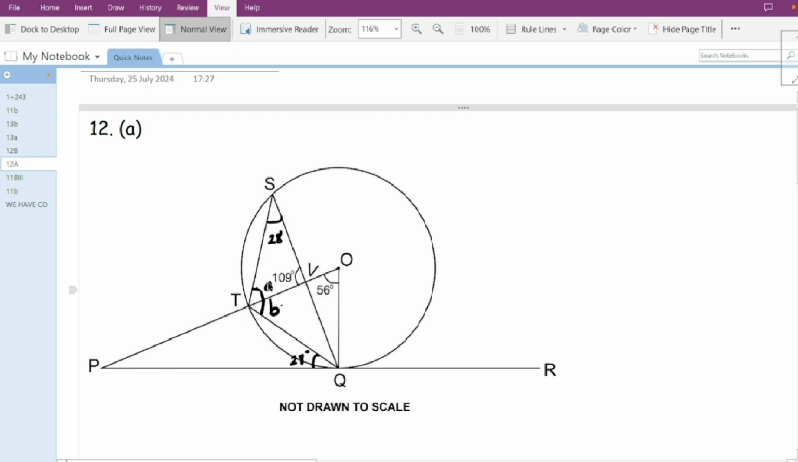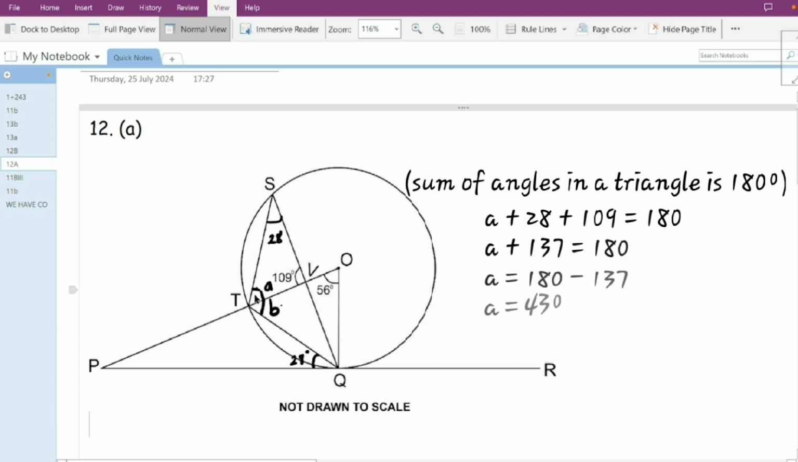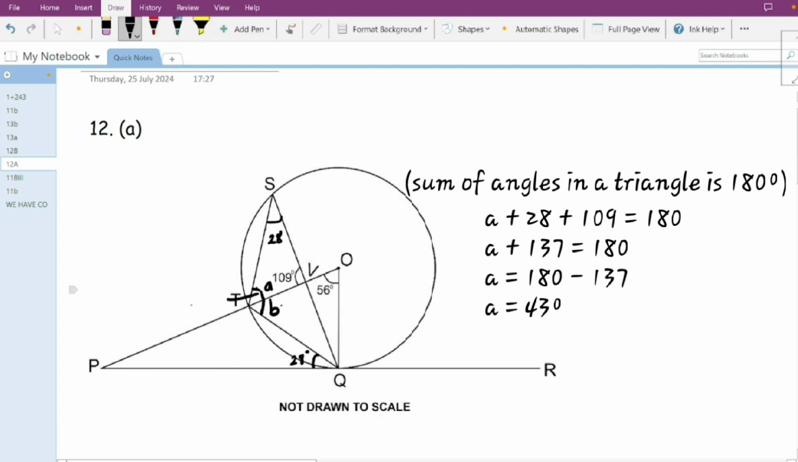So let's say we take this triangle here. We have this as 28 degrees. We have this as 109. With this 28 and 109, we can get this third angle, since the sum of angles in a triangle is 180. That's 28 plus 109, which is 137. 180 minus 137 will give us 43 degrees. That means this angle A here is 43 degrees.